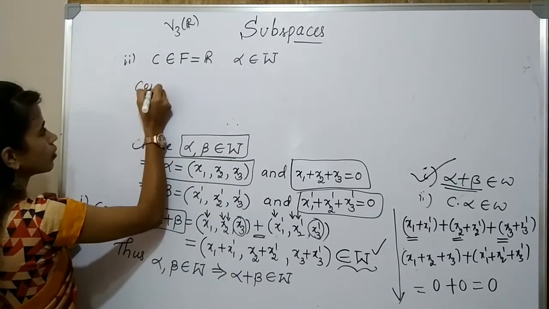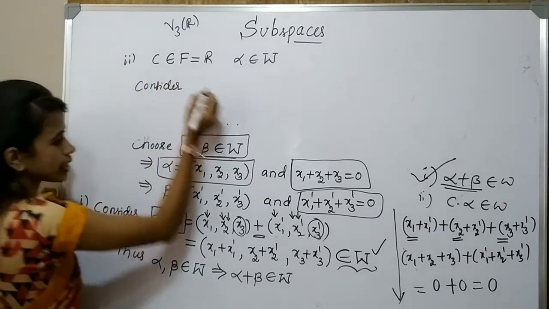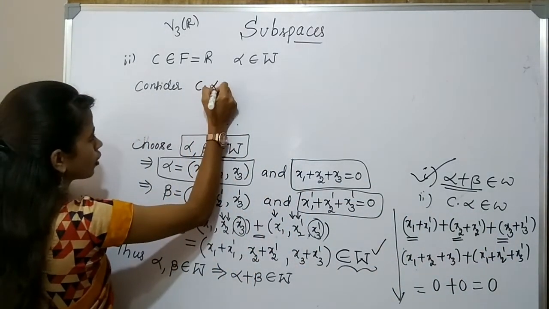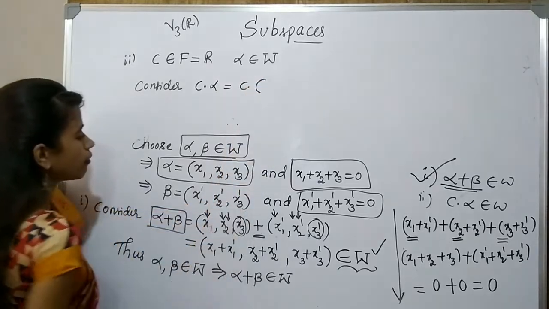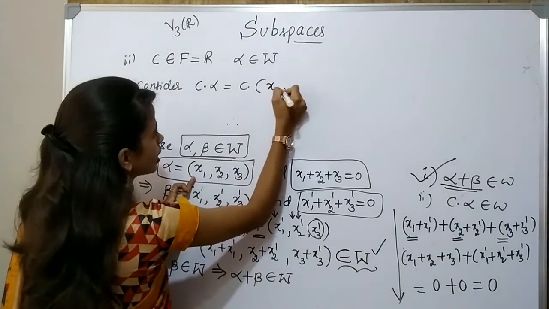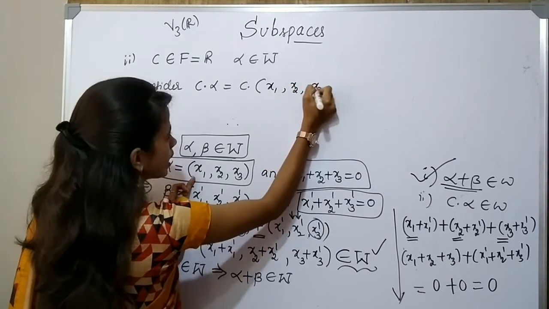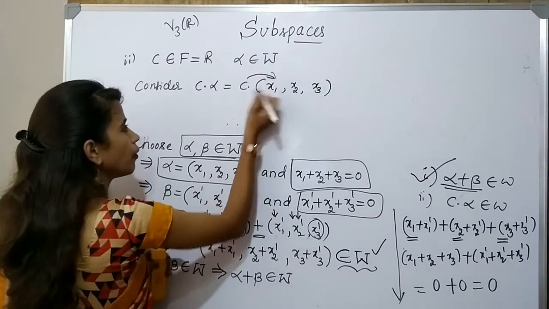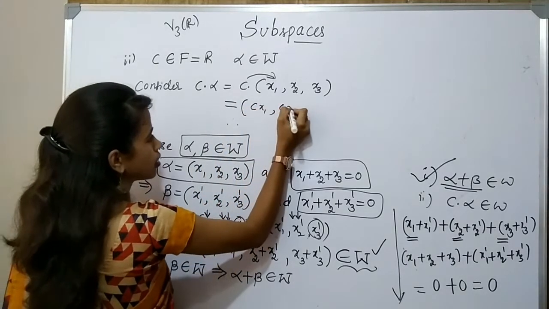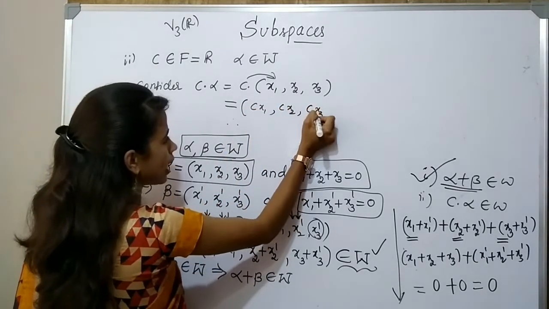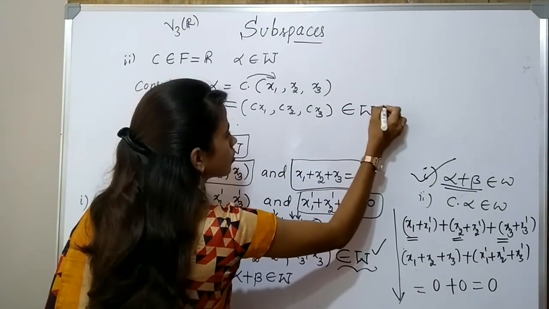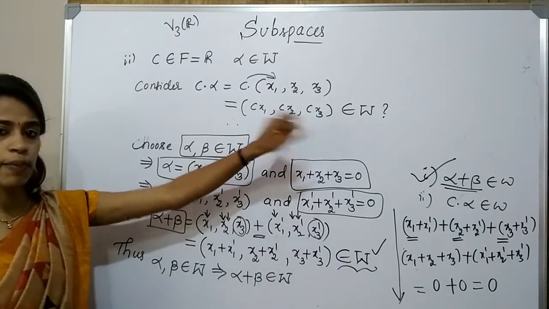So consider what we have to show: c·alpha belongs to W. So for that, consider c·alpha. What is alpha? Alpha looks like (x1, x2, x3). So multiply c with the triplet, that is (cx1, cx2, cx3). Okay. Does it belong to the set W?